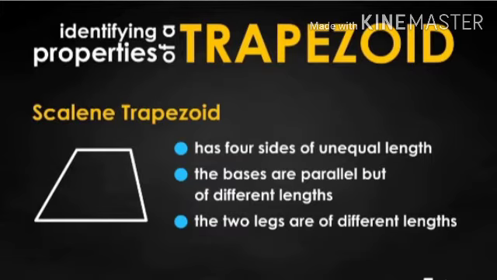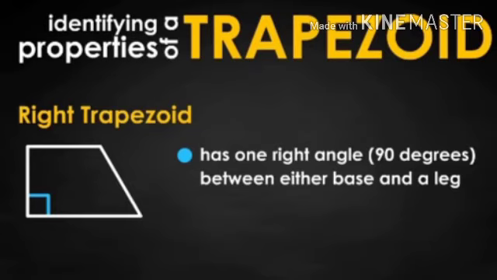Scalene trapezium has 4 sides of unequal length. The bases are parallel but of different lengths. The 2 legs, that is the non-parallel sides, are of different lengths. Right angle trapezium. It has one right angle, that is 90 degrees, between either base and a leg.